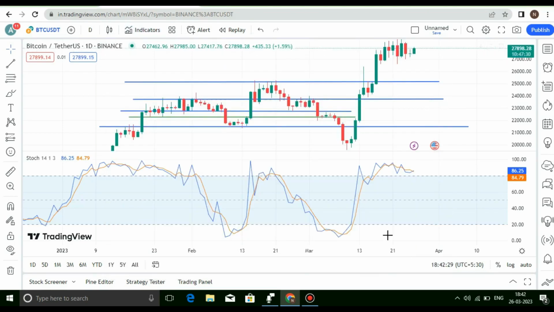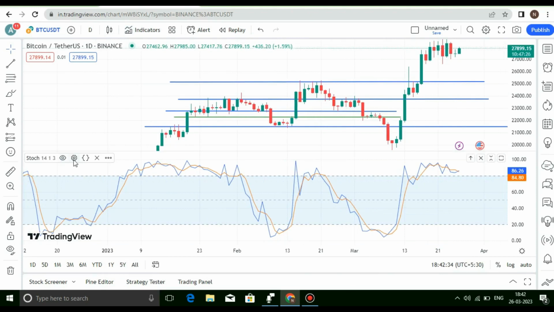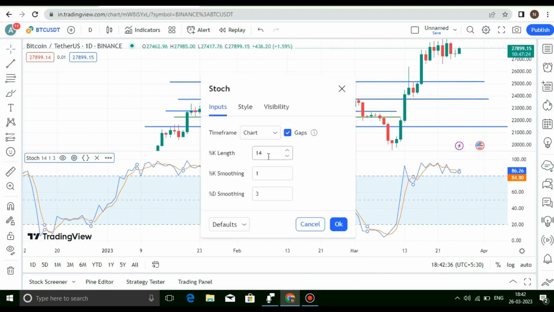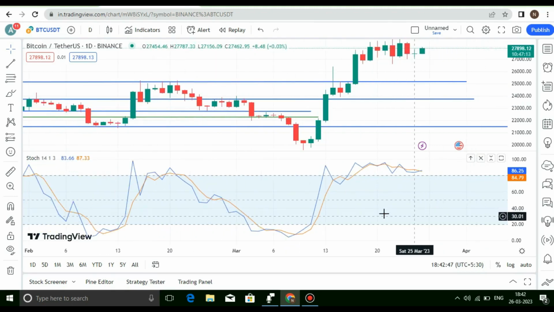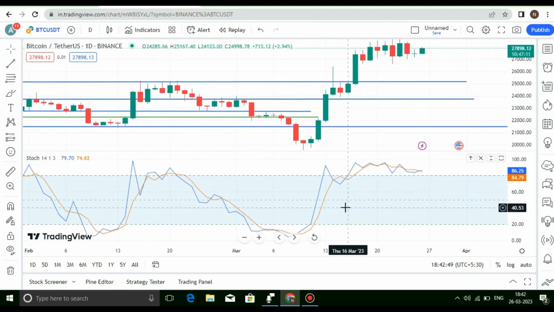And let's see the setting of the stochastic oscillator. The setting is 14-day, 1 day and 3 day. So we will have the setting of 14-day and 3-day in the stochastic oscillator. In the stochastic oscillator also we have two moving lines. One is a blue colored line and another one is an orange colored line.